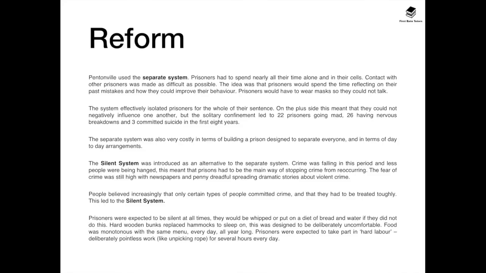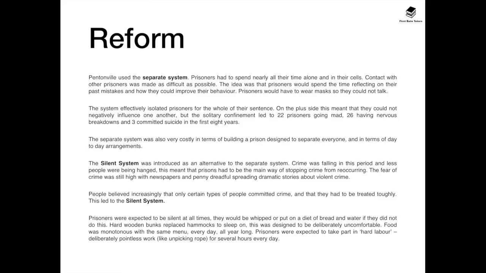Prisoners had to spend nearly all their time alone and in their cells. Contact with other prisoners was made as difficult as possible. The idea was that prisoners would spend the time reflecting on their past mistakes and how they could improve their behavior. Prisoners would have to wear masks so they could not talk. The system effectively isolated prisoners for the whole of their sentence.